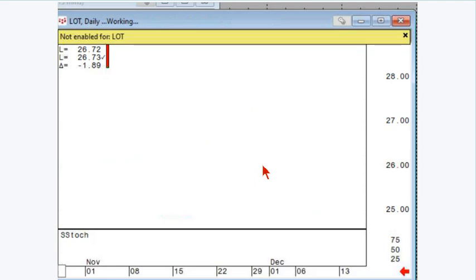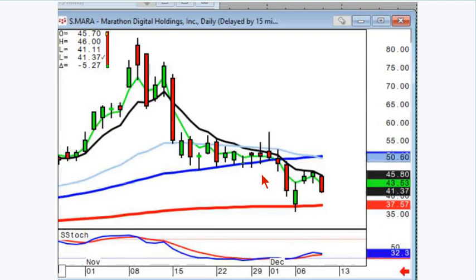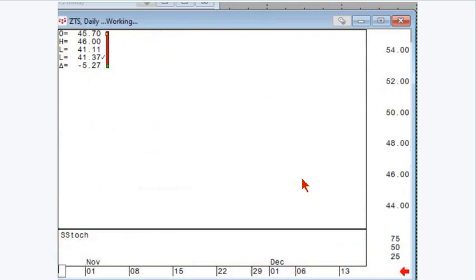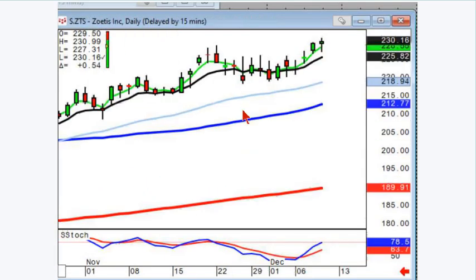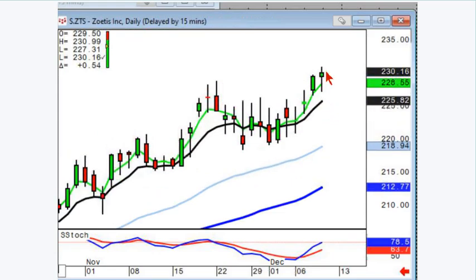I don't know what that is. Okay. Mara failed to get up above the T-line. Anticipate they can at least bring it back down to the 50. ZTS, stay long, but note where you are. You're right about at the breakout level, which tells you it has to open positive. If it opens lower, they're kind of failing at this level.